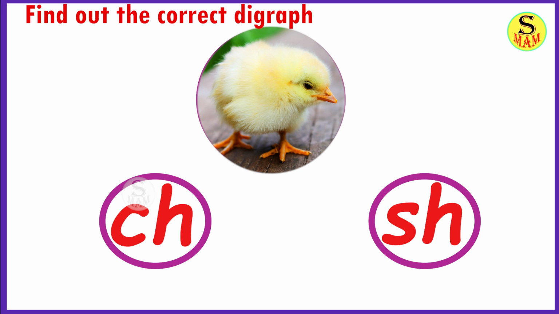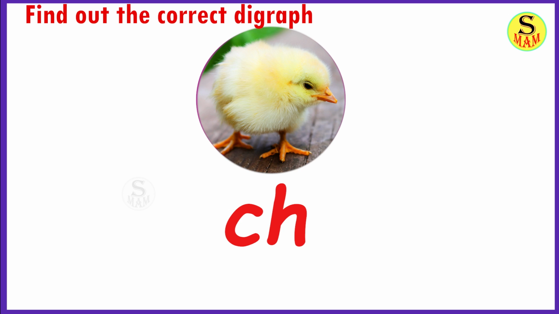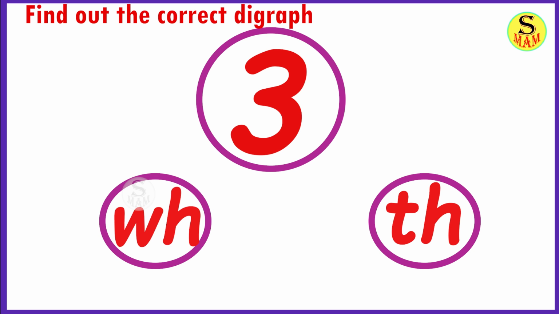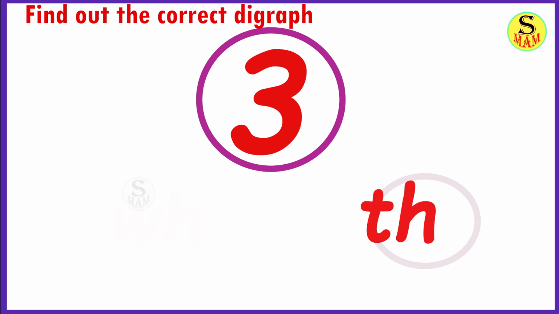Your first activity. Look at the picture and find out the correct digraph. Look at the picture. Chick. C-H, S-H. Which is correct? Chick. C-H. Next picture. Tree. W-H, T-H. Which is correct? Tree. T-H.